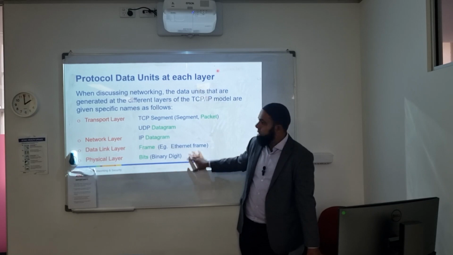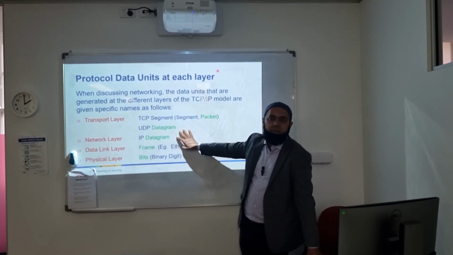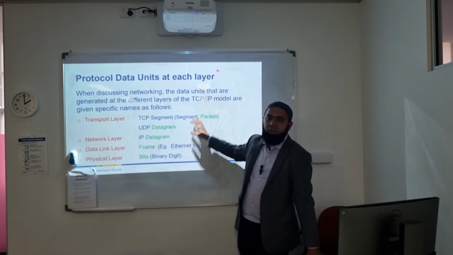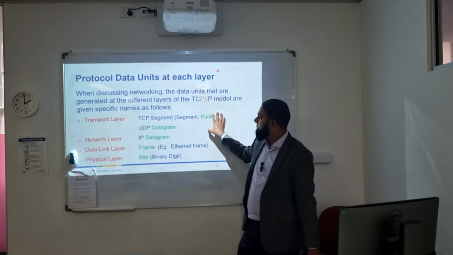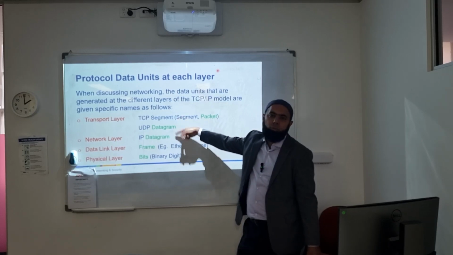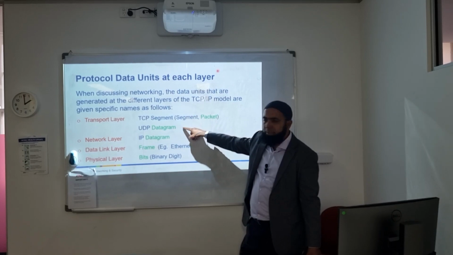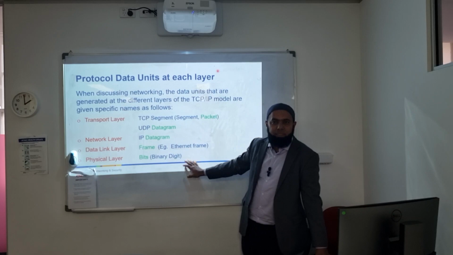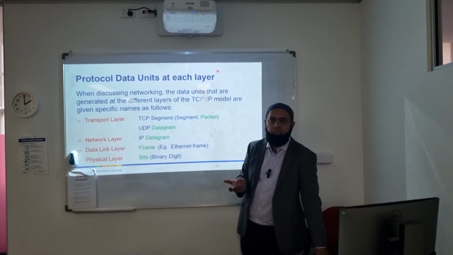Make sense? So at the network layer, it is in the form of an IP datagram. At the data link layer, it's in the form of a frame. At the transport layer, it is in the form of a TCP segment, or a UDP datagram, either way. Either a TCP segment or a UDP segment. We will discuss this one today. And at the physical layer, it's in the form of bits, binary data in the form of bits.